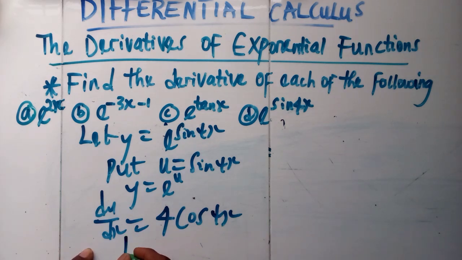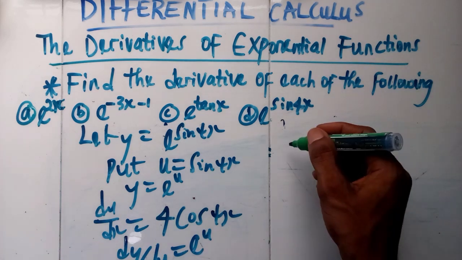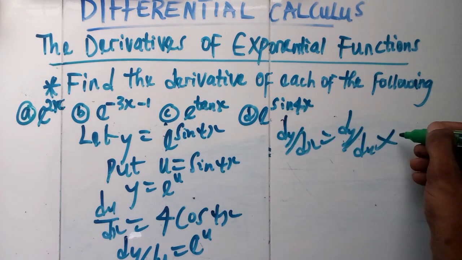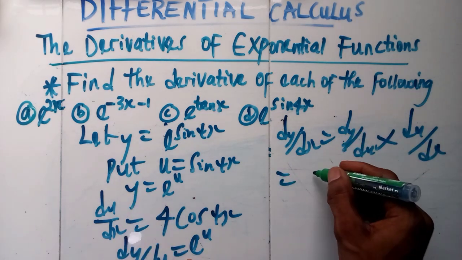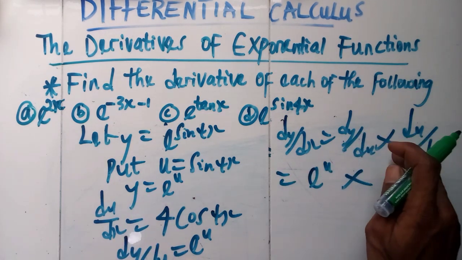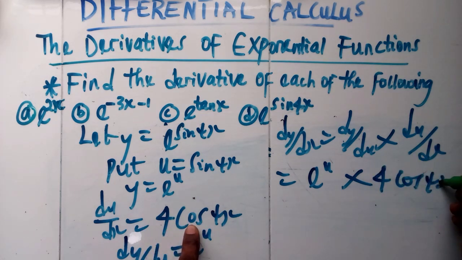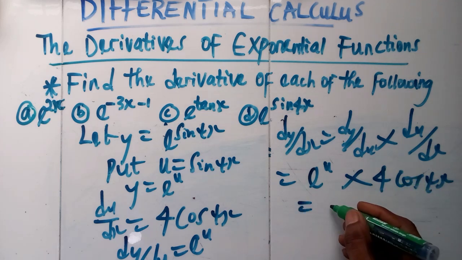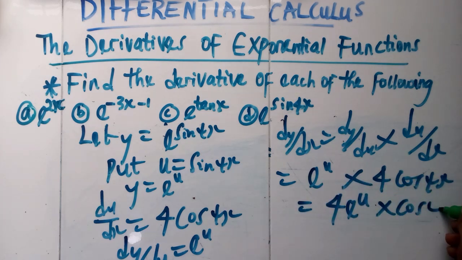So dy over du will still give you e raised to power u. And recall from chain rule that dy over dx is equal to dy over du multiplied by du over dx. And that is simply e raised to power u multiplied by du over dx, which is 4 cos 4x. So when I bring this together, I can write this as 4 e raised to power u times cos 4x.